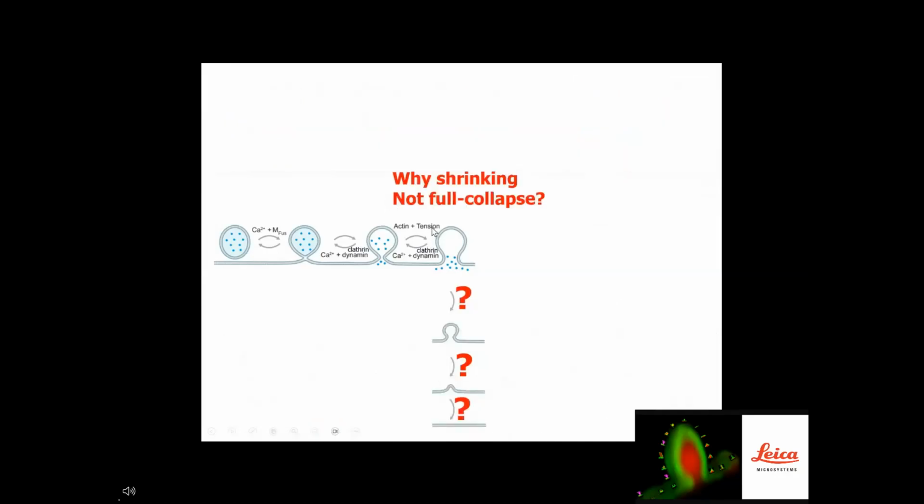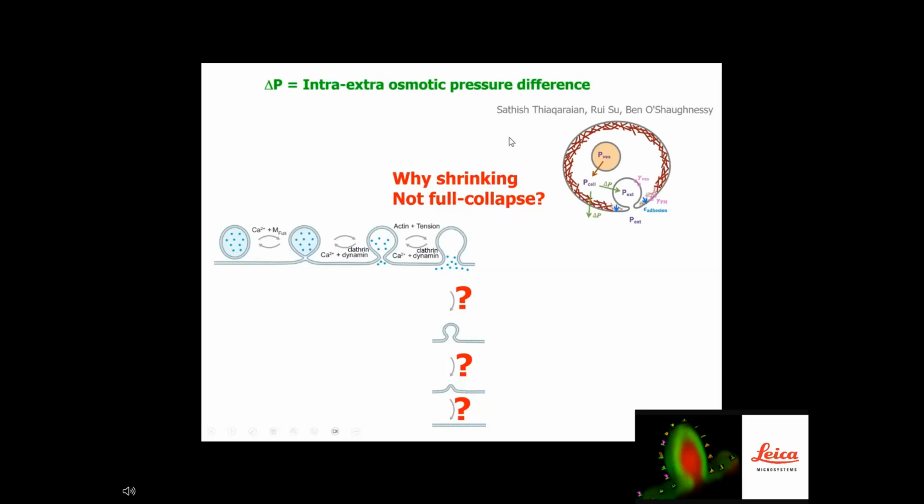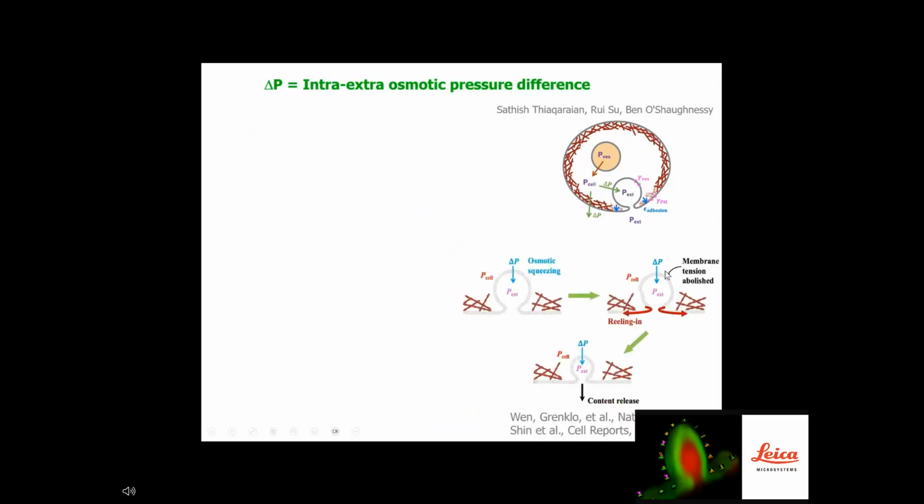Next, we'd like to know the shrink mechanisms. Why does the vesicle choose to shrink instead of the full collapse fusion? Now, collaborators did a computer simulation. They found that the driving force is caused by this delta P, the intracellular to the extracellular osmotic pressure difference. There's a positive difference of this delta P, and this positive driving force can then squeeze the fused vesicle membrane to make the vesicle membrane crumple and lose the membrane tension.